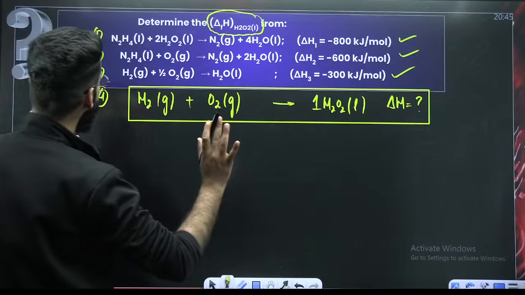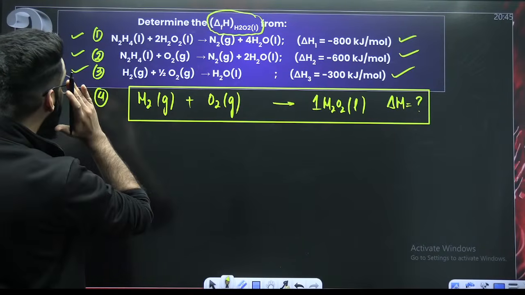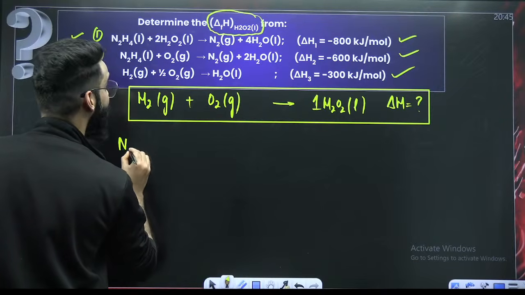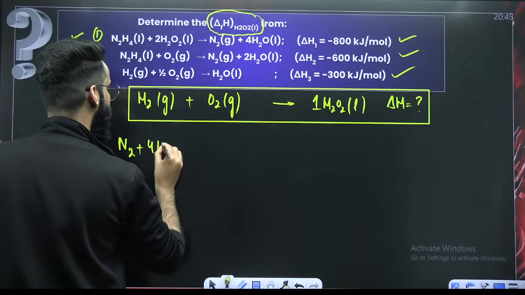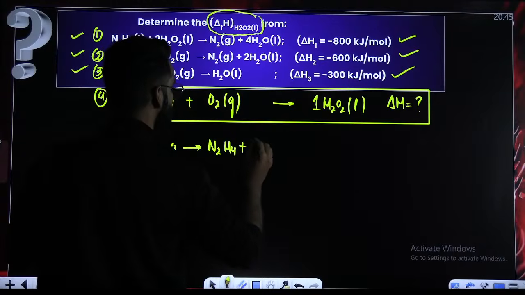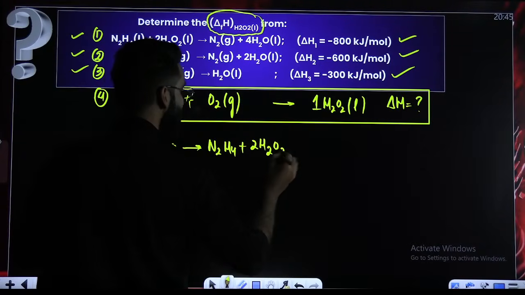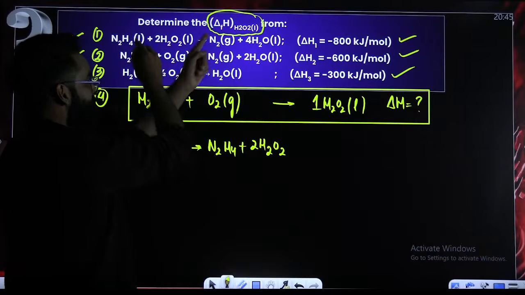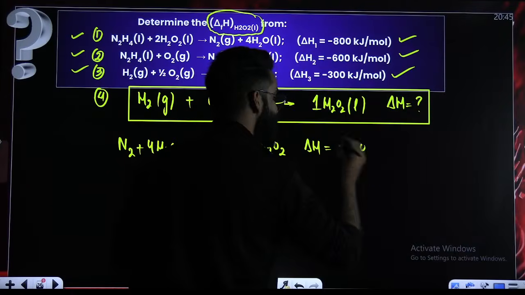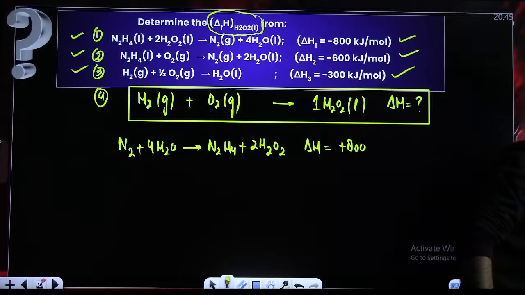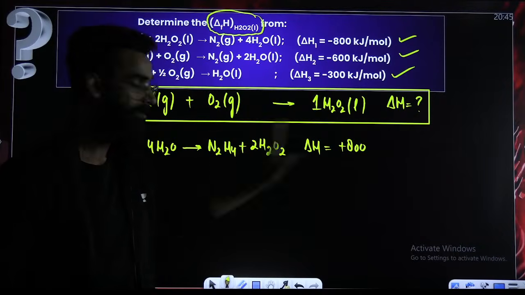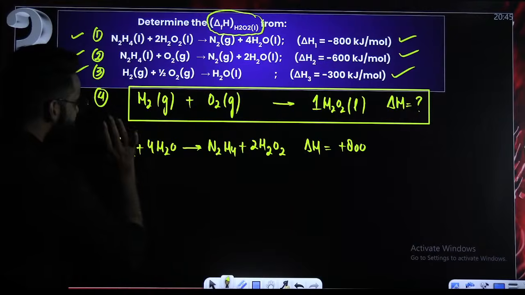My dear students, if I look at all the reactions carefully, let's reverse the first reaction and see what we get. When I reverse the first reaction, N2 plus 4 times H2O gives your N2H4, along with 2 times H2O2. Since I reversed this reaction, I have to change the sign of its delta H. It will be plus 800 kilojoules, right? Let me keep the second reaction as such.